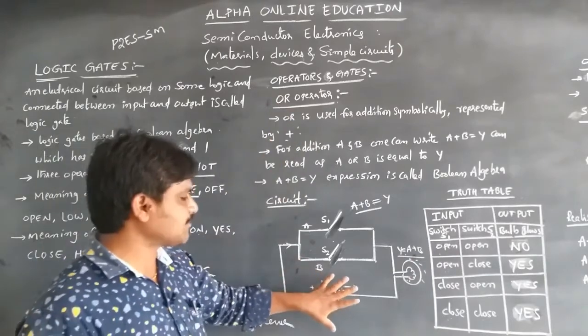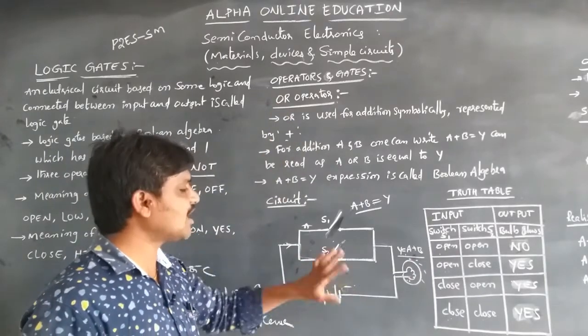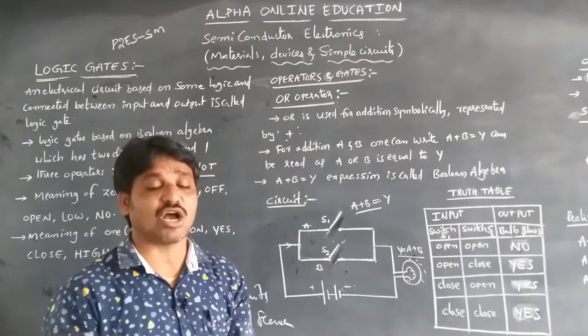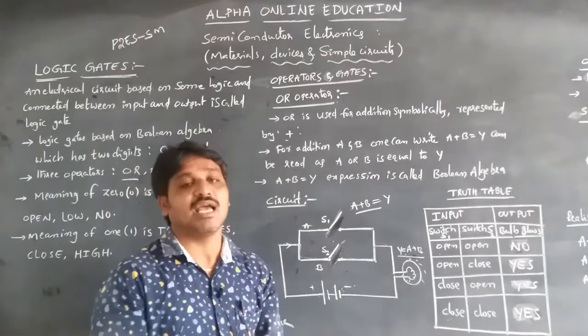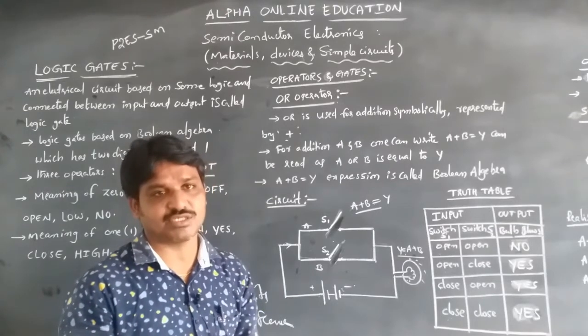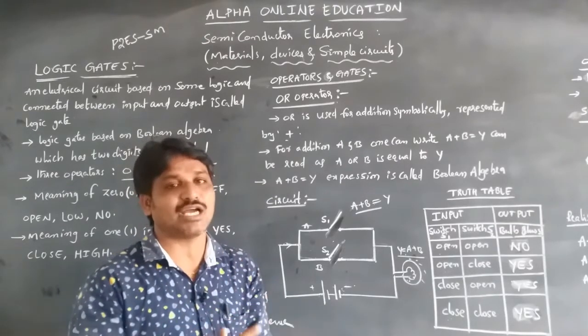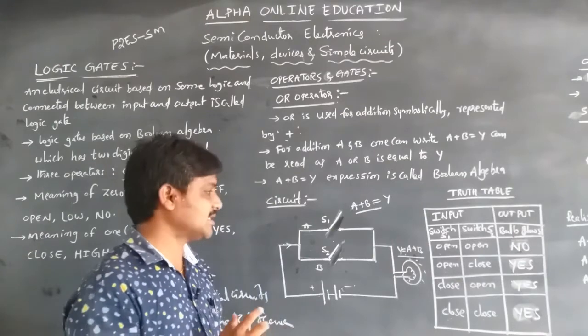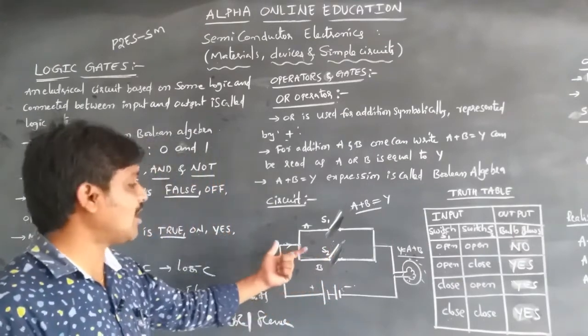By using this circuit diagram, we see how the OR gate can be constructed and connected in an electrical circuit. How do we get the output and input values, and practically, how can we connect the OR gate in the circuit? Let's see. This is about the OR operator.